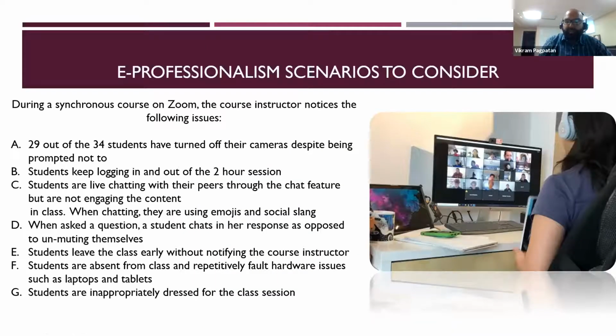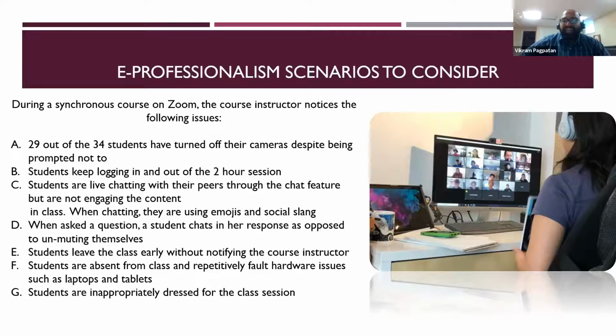So we're almost done with the slides. I just want to give a little more time to the Q&A, but this is a scenario that I want you guys to consider and dwell upon from your own perspectives and experiences. During a live course, not asynchronous, a live course on Zoom, the course instructor notices the following issues. 29 out of the 34 students have turned off their cameras despite being prompted not to.